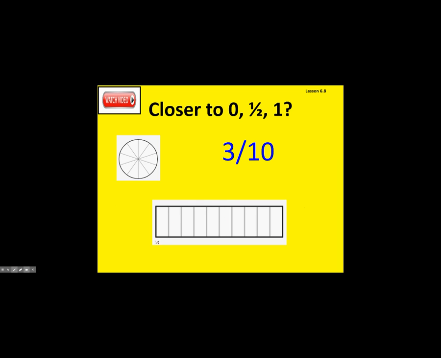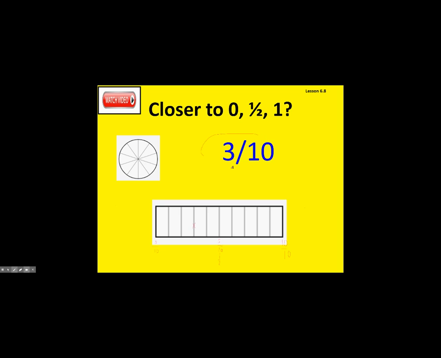So I know this is 0/10, and I know this is 5/10, and I know that 5/10 is the same as a half, right? They're equivalent amounts. This is 10/10. Okay, so if I think about 3/10 being right here, is that closer to 0? Or is it closer to 5/10 or 1/2? Close, but it's closer to a half. So this fraction benchmarks as closer to a half.